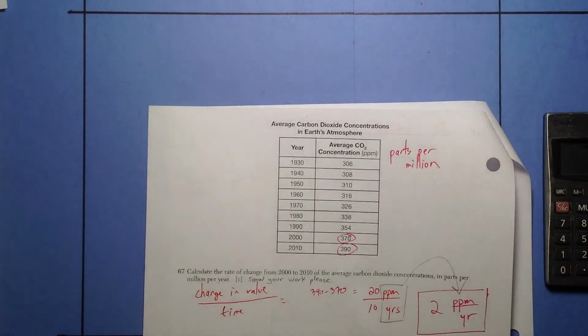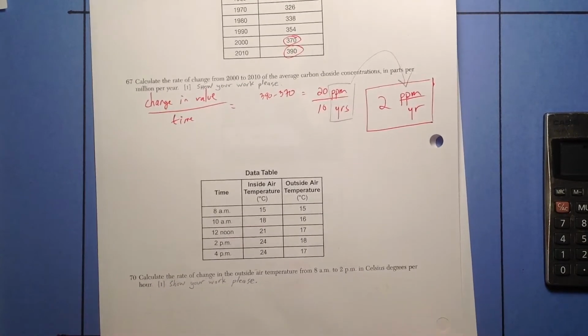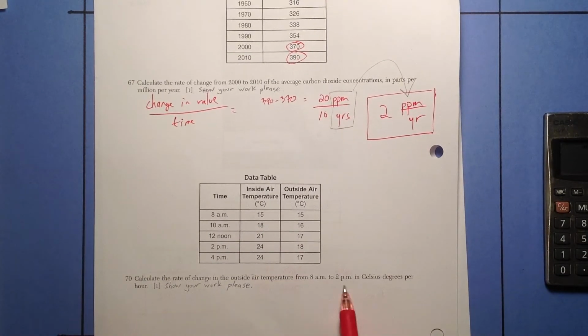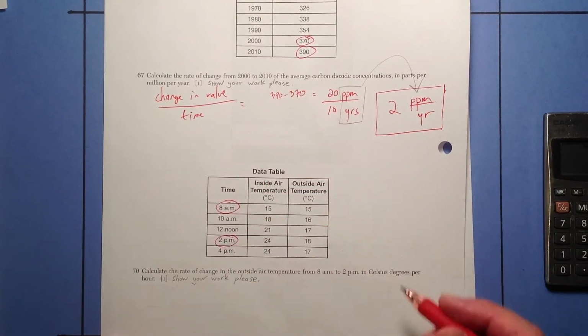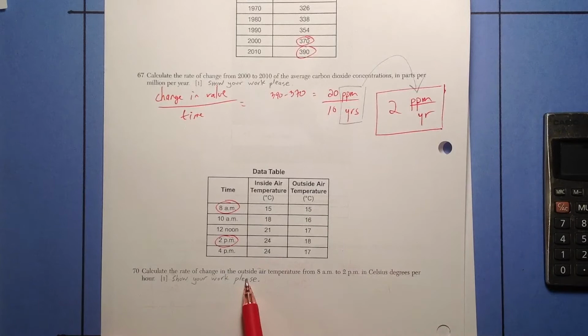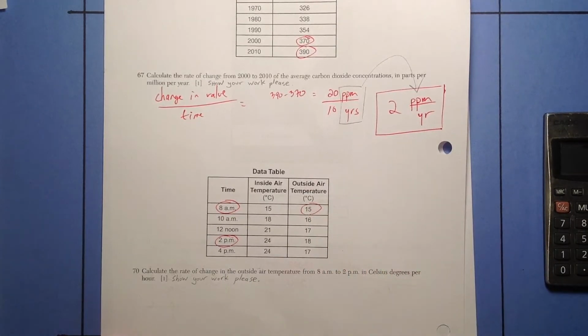Here we go. 70. Calculate the rate of change in the outside air temperature from 8 a.m. to 2 p.m. in degrees Celsius per hour. So 8 a.m. to 2 p.m. What am I looking for? Outside air temperature. Outside, so that's key. Right? Outside?